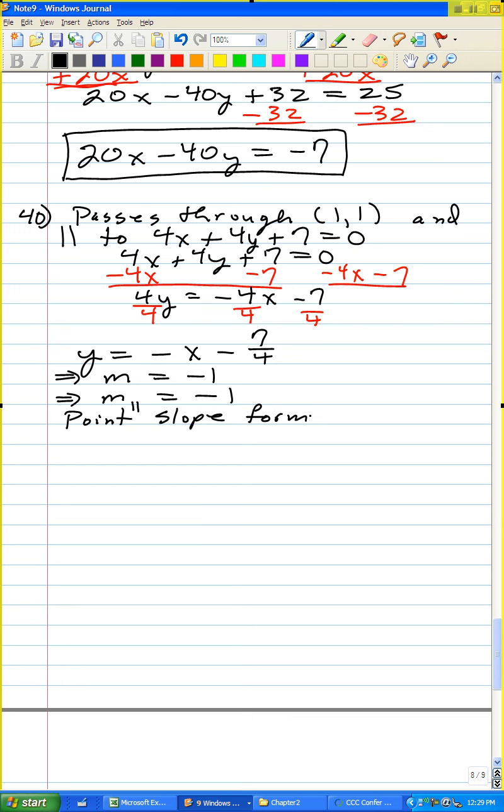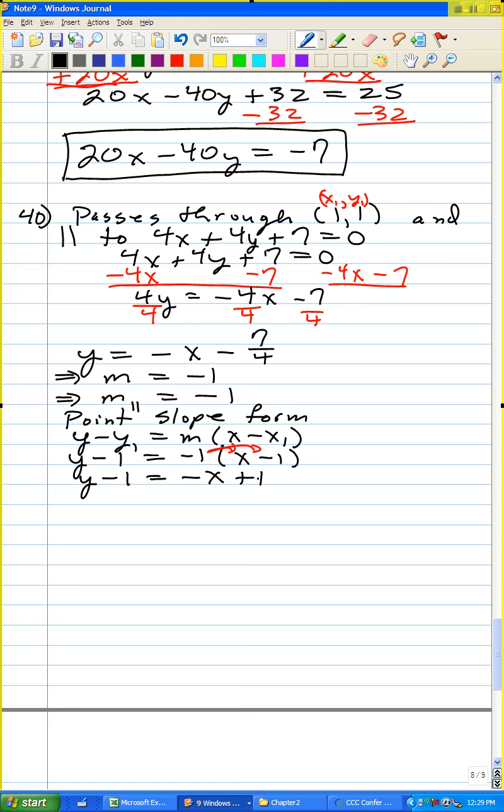for the equation of a line. I have a point and I have a slope. And so y minus y1 equals m(x minus x1). y1 is 1, m is negative 1, x1 is 1. Let me multiply negative 1 inside the parentheses. And so I have y minus 1 equals negative x plus 1.